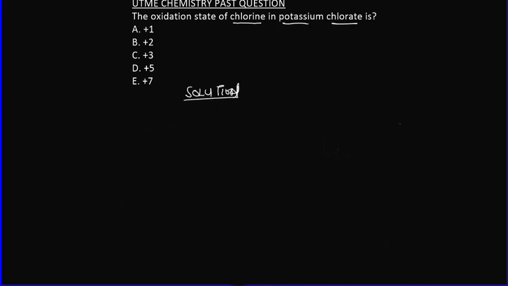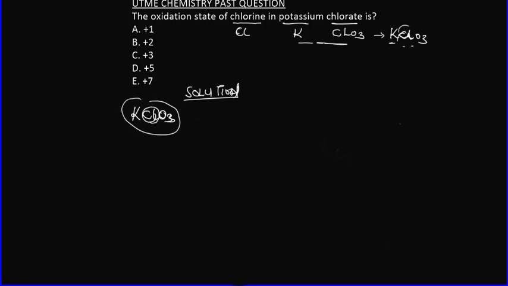So in this context, what they are asking us to look for is the oxidation number of chlorine in potassium chlorate. This is potassium chlorate, so we'll write it as KClO₃. See, this is a small l. We are looking for the oxidation number of this chlorine. Let me write it here: oxidation number of chlorine in potassium chlorate. I hope that is clear.